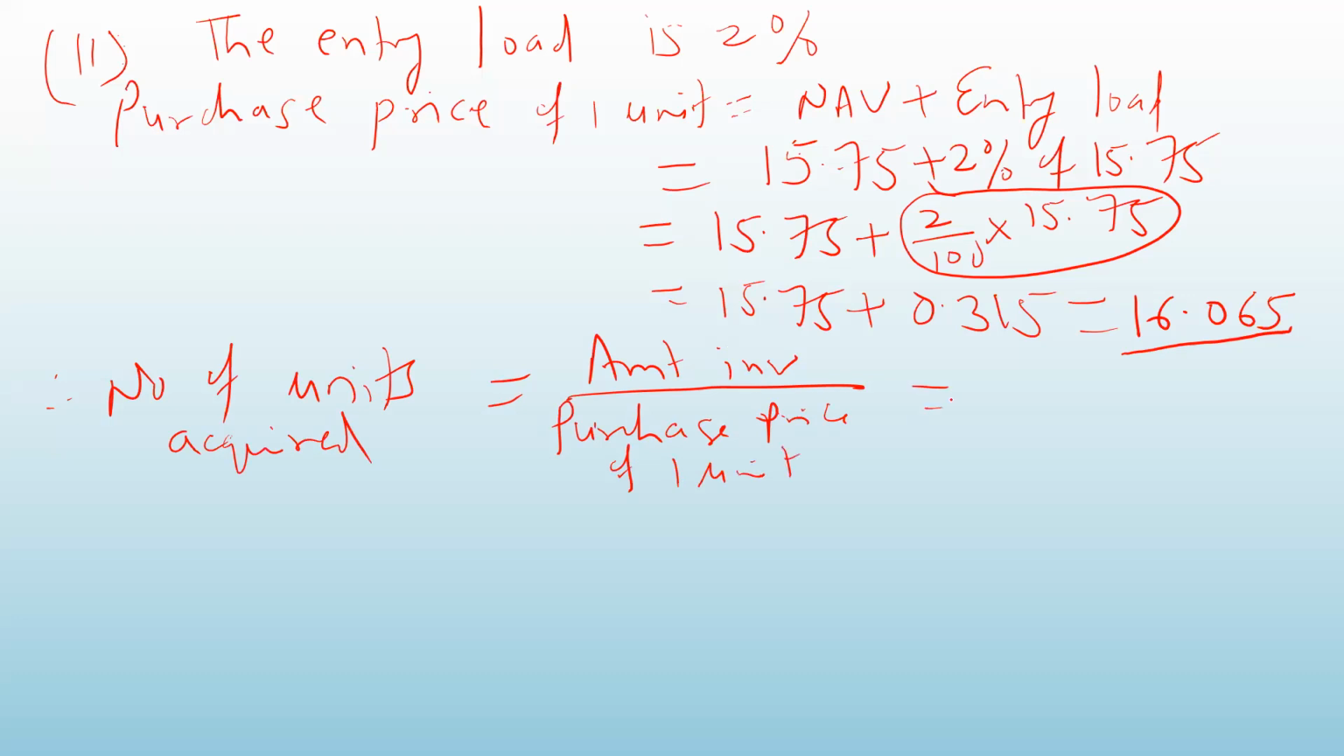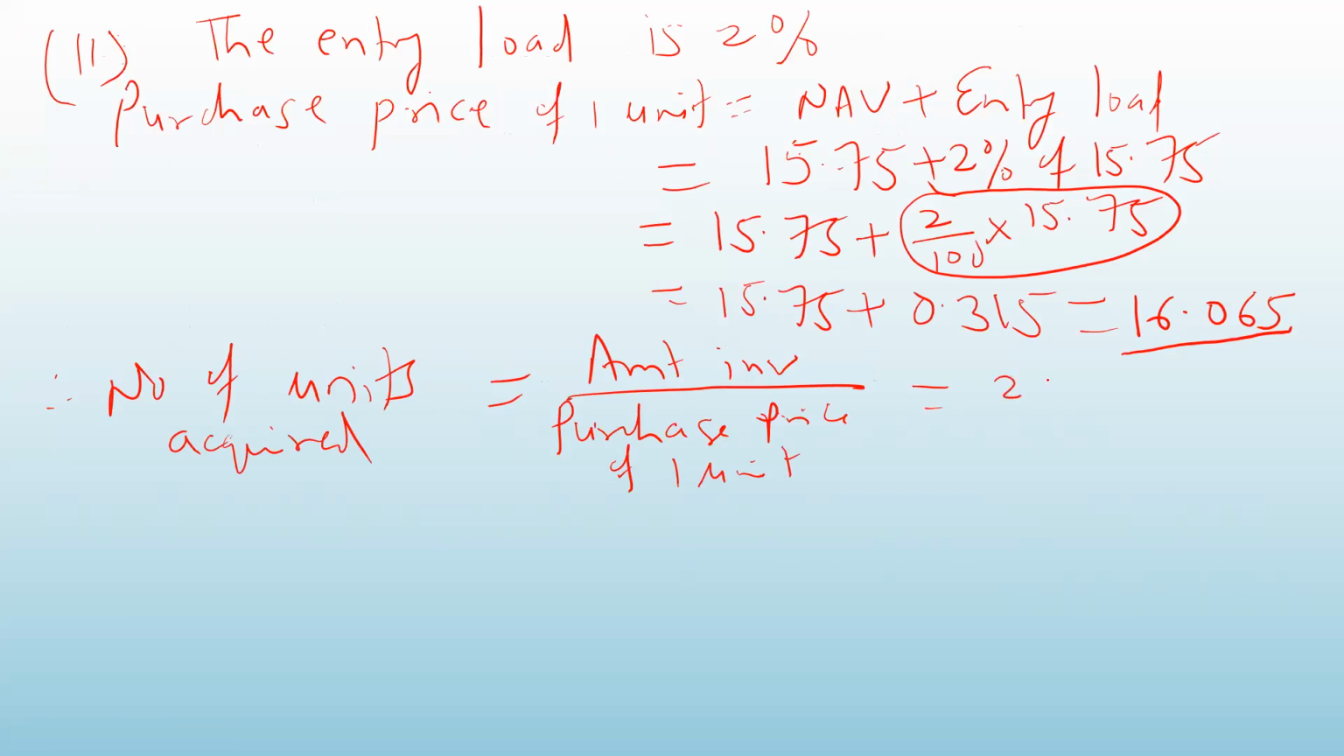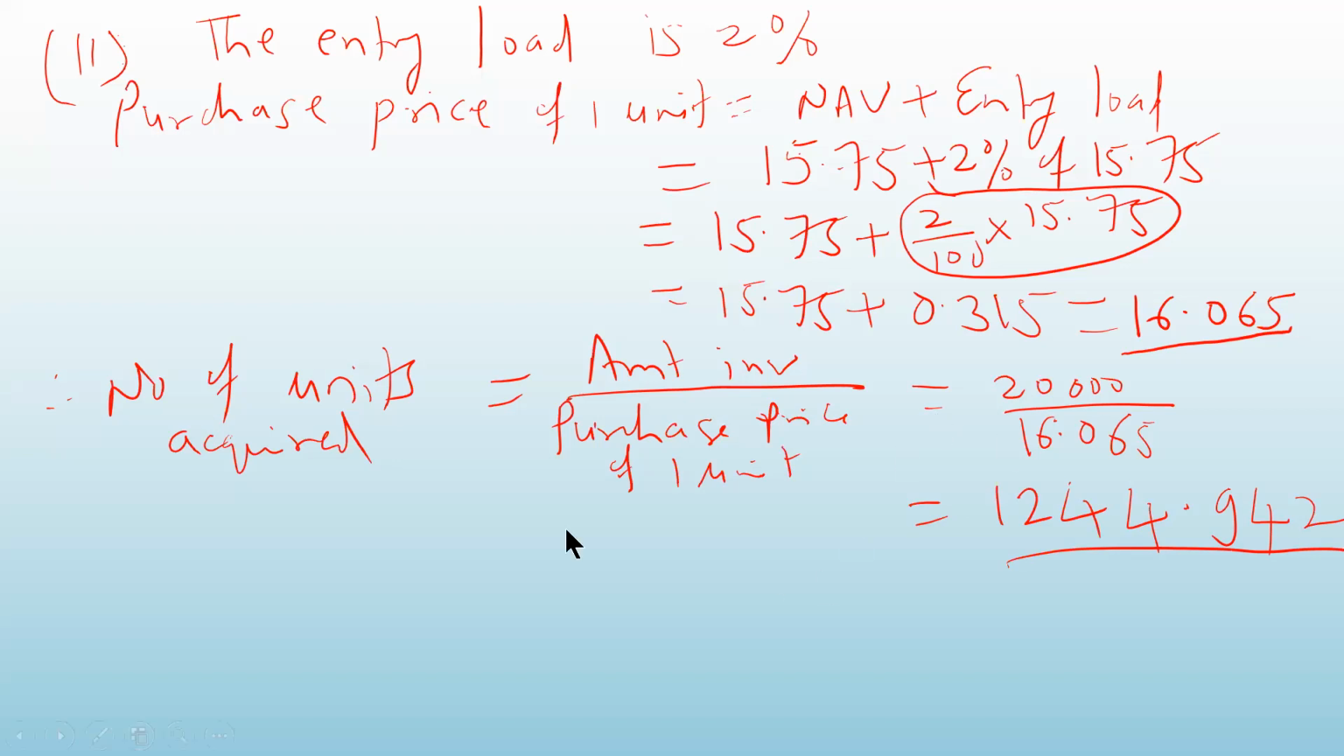You know, amount invested is given to you, 20,000. So it is 20,000 divided by 16.065. Calculate. How much do you get? 20,000 divided by 16.065. So you are getting 1244.94. Okay. Now let us see.